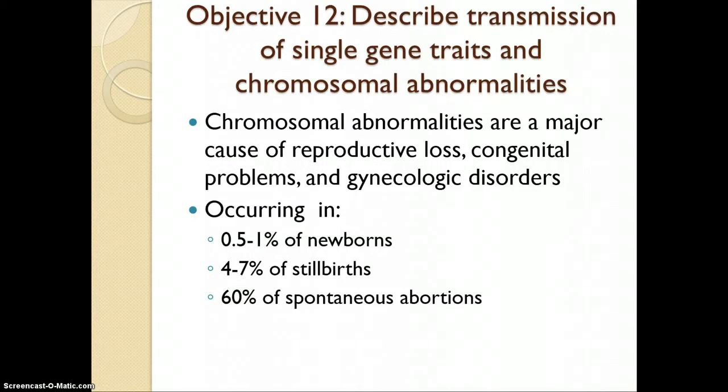It occurs in about 0.5 to 1% of all newborns, 4 to 7% of all stillbirths, and 60% of spontaneous abortions or miscarriages. This is important to note because as a nurse, even though we know that over half of the spontaneous abortions and miscarriages that occur are a result from some sort of chromosomal abnormality, you need to show caring and compassion as a nurse and provide therapeutic communication and empathy to individuals experiencing these spontaneous abortions and miscarriages.